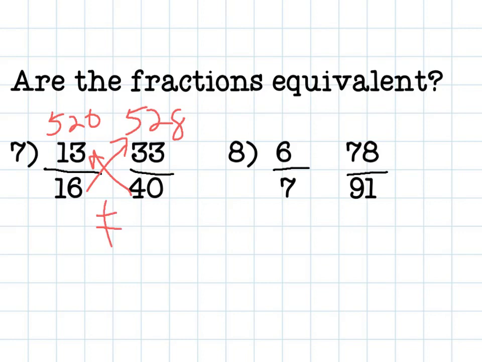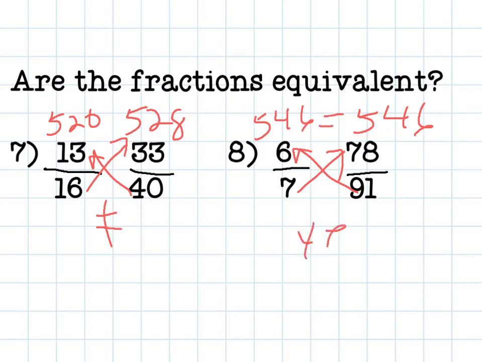Now pause the video and do 6/7 and 78/91. Are they equivalent? Do they come out to the same value? Seven times 78 gives you 546. 91 times 6 gives you 546. Since both numbers came out the same, they are equal, so yes, they are equivalent.